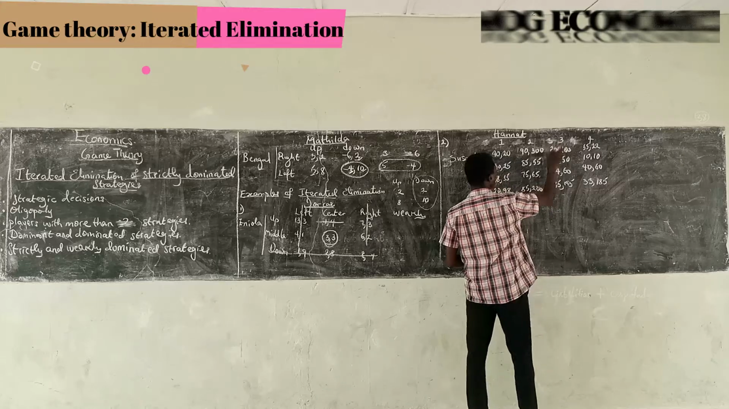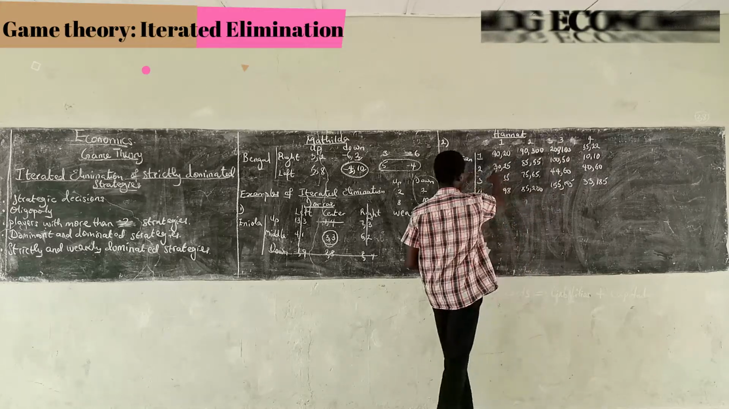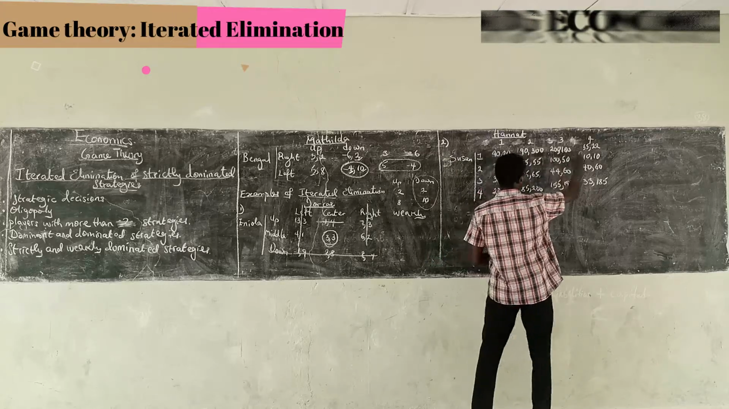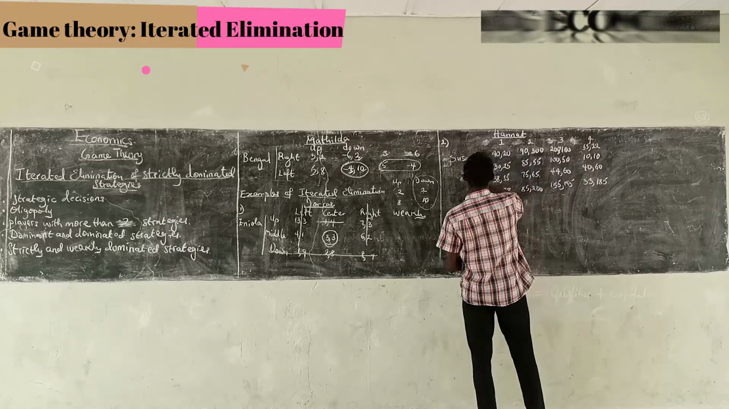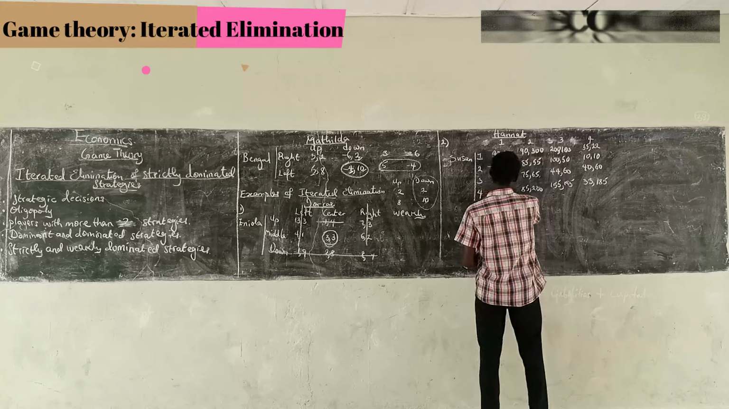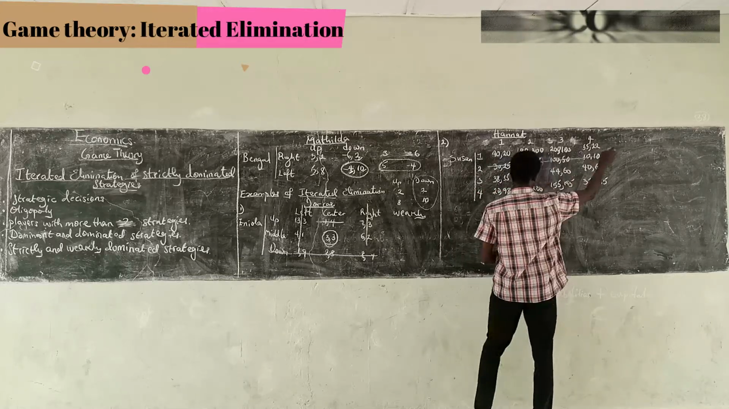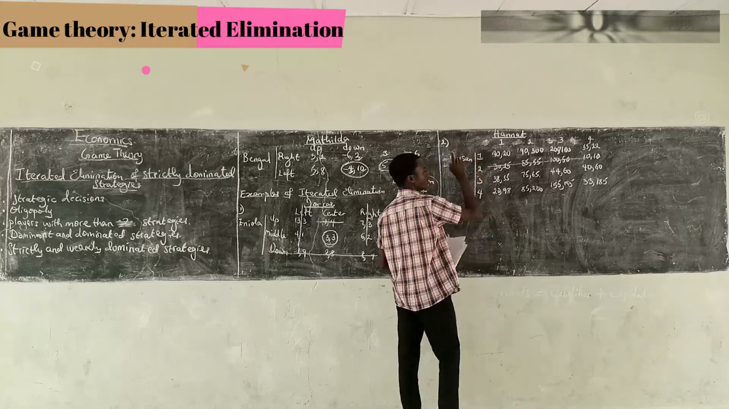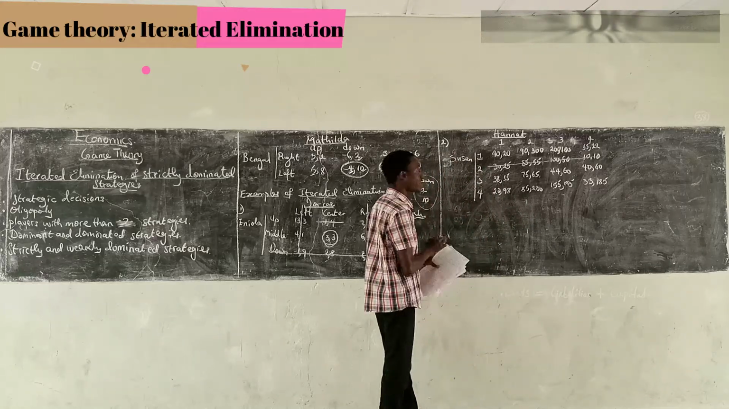So 200 is better than 100. Let's go again. 40 is better than 30. 90 is better than 85. 200 is better than 100. 55 is better than 10. So Suzanne will not play this, and because she's not going to play this, we rule it out. That strategy is inferior to a better strategy.